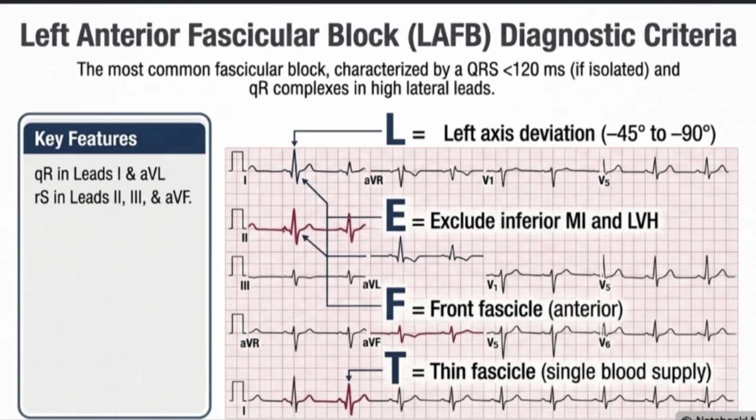Left anterior fascicular block diagnostic criteria: it is the most common. QRS duration is less than 120 milliseconds if it is isolated, with small q, big R complexes in high lateral leads 1 and aVL, while small r, big S in 2, 3 and aVF. So LAFB: L is for left axis deviation minus 45 to minus 90, E is exclude inferior MI and LV hypertrophy, F is front fascicle, it is the anterior fascicle, and T is thin fascicle with thin supply of blood, that is single blood supply.